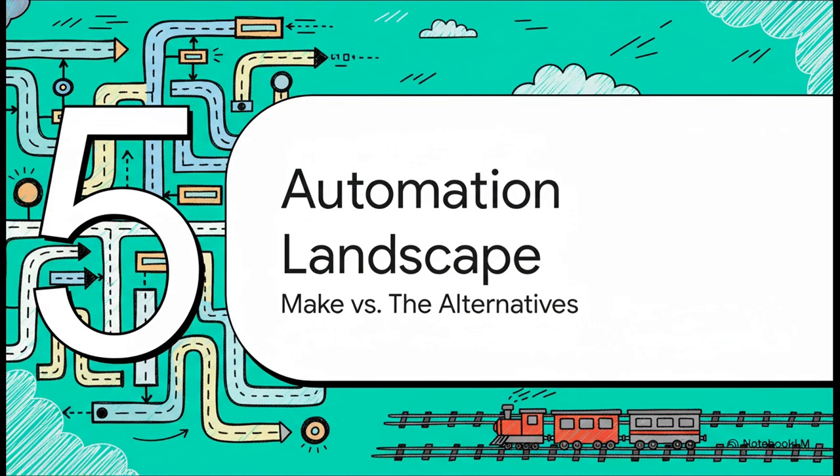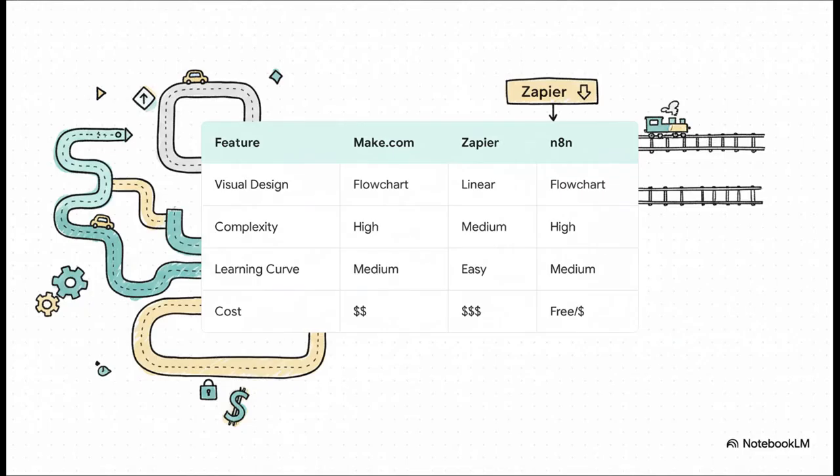All right, let's zoom out for a second and see where Make.com fits into the bigger picture, because it's not the only tool out there, and knowing the landscape is super important. This chart here really lays it out nicely. You can see Make.com and another tool, N8N, are both in that visual flowchart camp. Zapier, meanwhile, is sticking to its linear step-by-step thing.